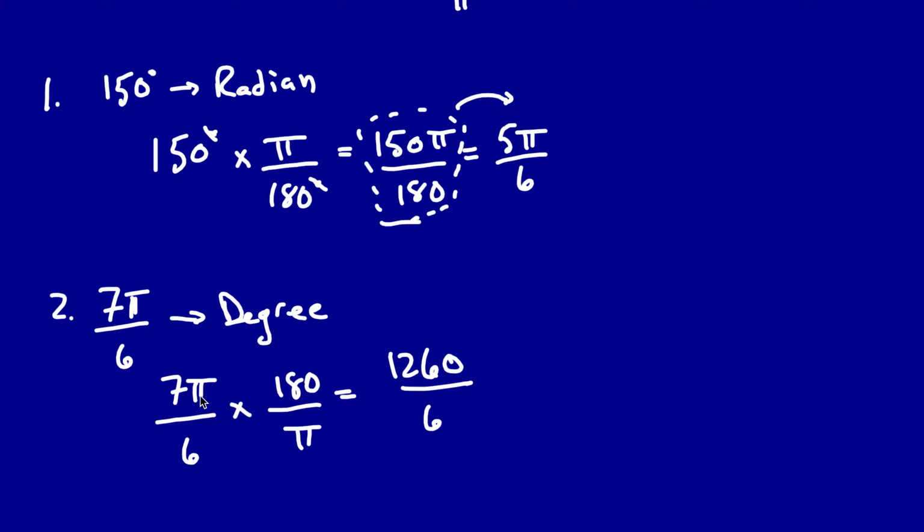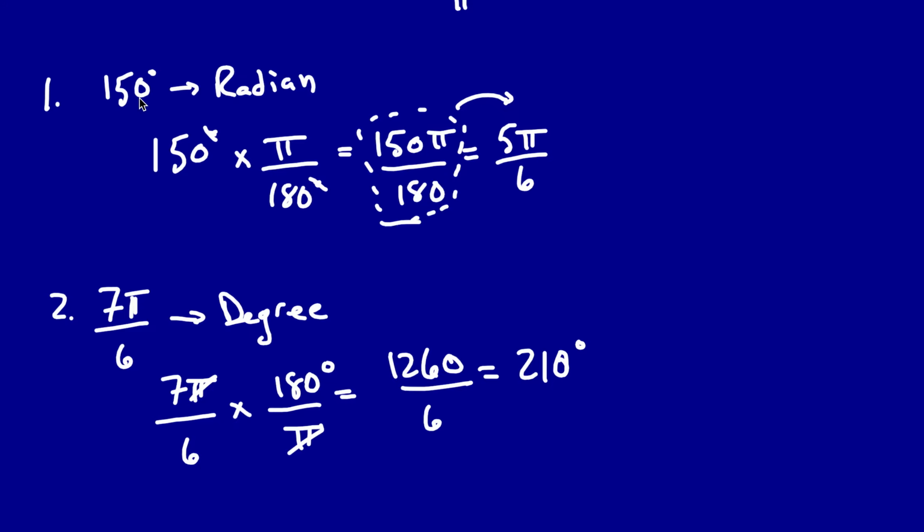Now notice here how my pi's were on top and I had one on the bottom over here, and those will cancel out for me altogether. And if I were to divide 1260 by 6, I will find that this is going to be a 210 degree angle. And I got a little lazy here. I should have had that degree sign on the 180 as well. So here I figured out that my 7 pi over 6 radian measurement for an angle is actually 210 degrees.